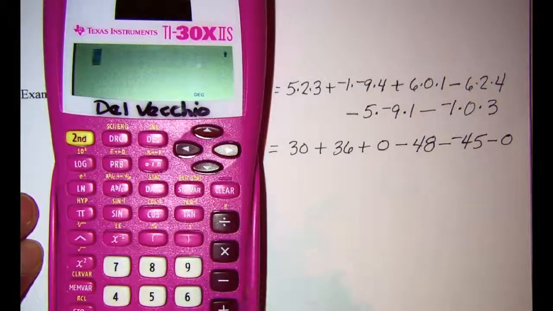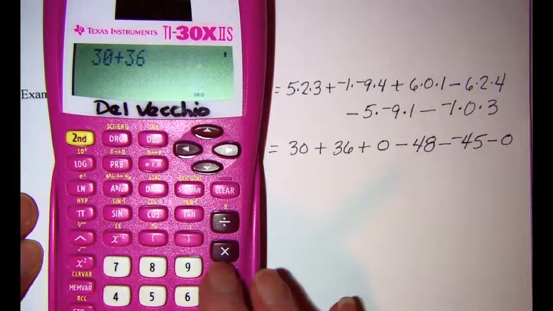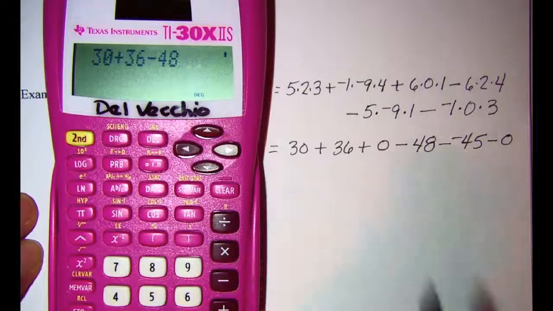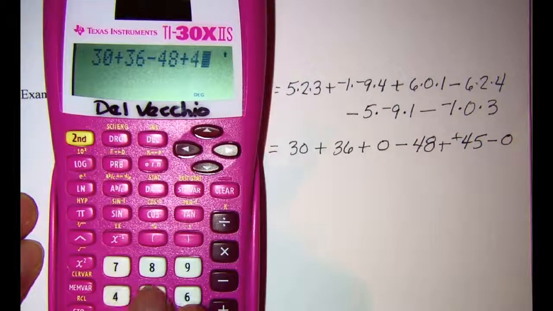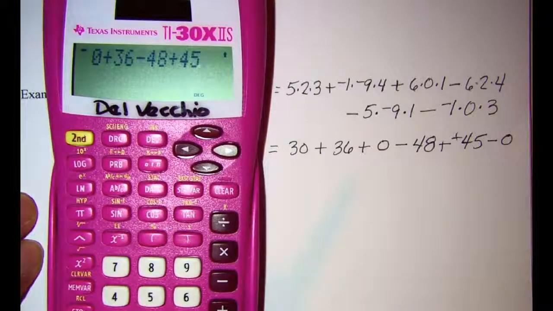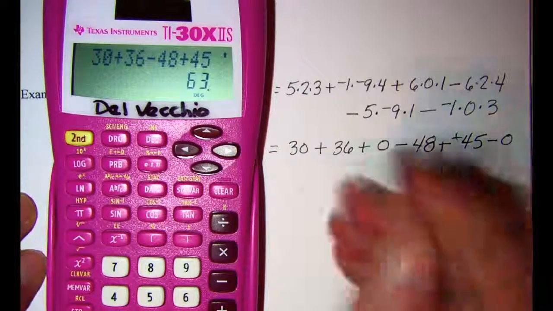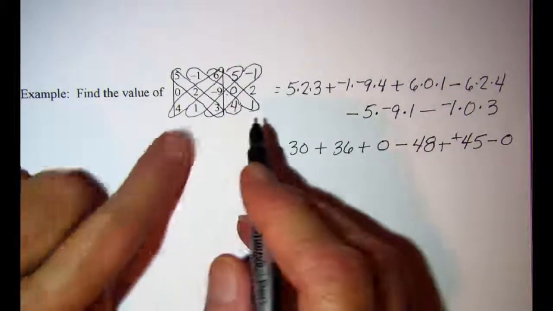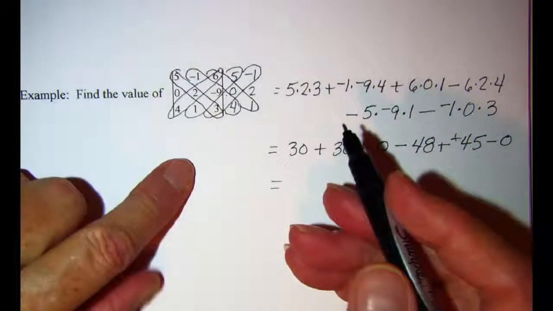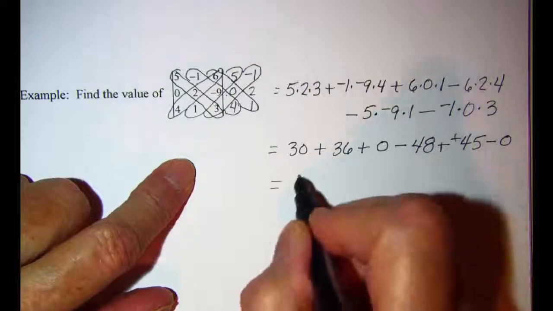So we have 30 plus 36 minus 48. This is plus 45 minus 0. 63. So my determinant that was defined right here has a value of 63.